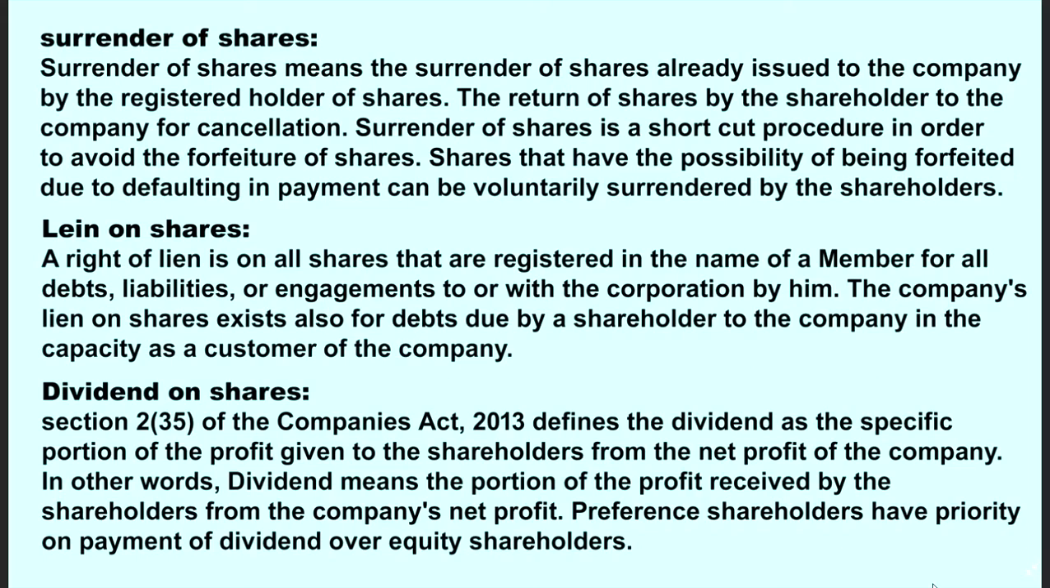Preference shareholders have priority on payment of dividend over equity shareholders. As we already saw, the preference shareholders' rate of dividend is fixed, and the equity shareholders' dividend is based on the profit of the company. So the preference shareholders have preference for payment of their dividend over equity shareholders.